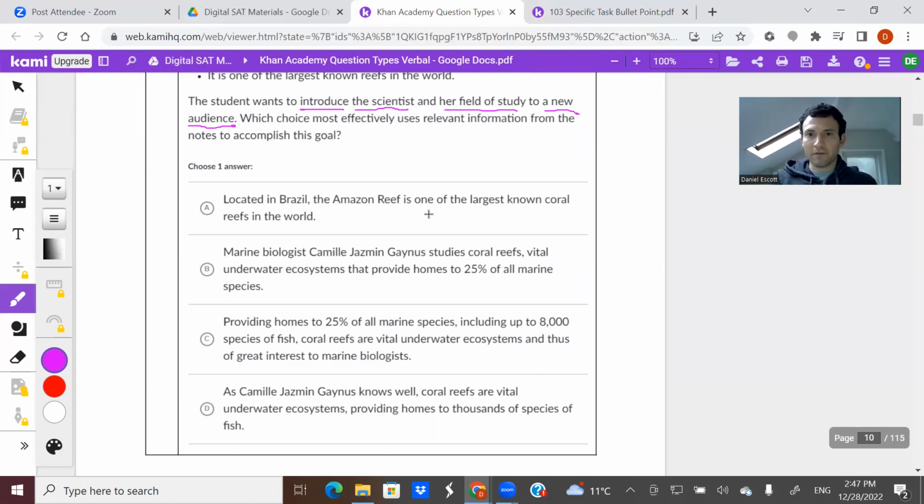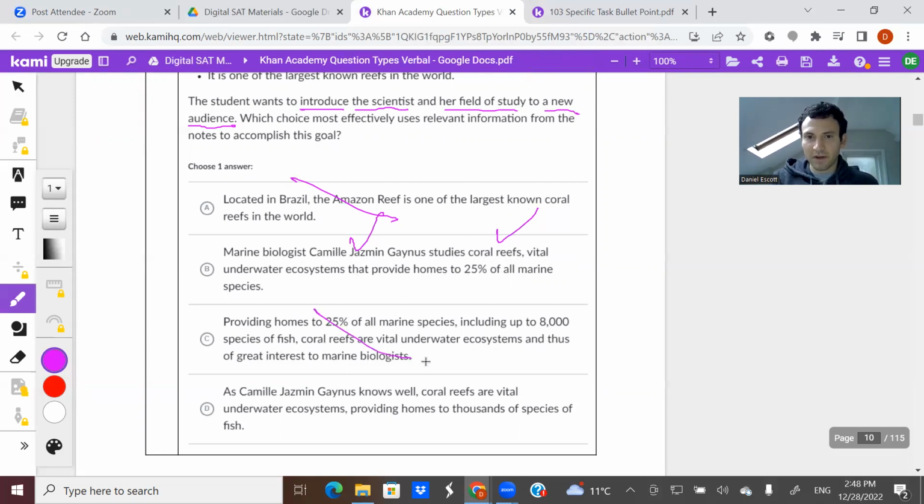Located in Brazil, the Amazon Reef is one of the largest coral reefs in the world. Okay, I haven't even seen a scientist mentioned there. You're gone. Marine biologist Camille Jasmine Gaines, and I apologize, I did not pronounce that correctly. Someone who knows better can correct me on that. But anyway, this marine biologist who we introduced studies coral reefs. Okay, now we know what she's about. Vital underwater ecosystems that provide home to 25% of all marine species. So I see the scientist, check. I see her area of study, check, and a little bit of an explanation about it.